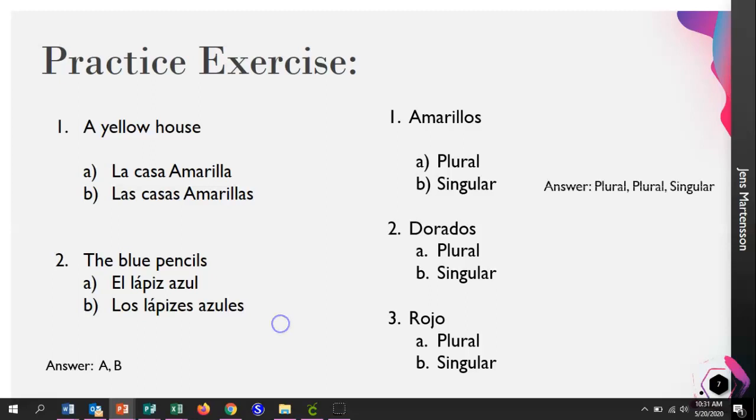All right, so for number 1, if you said plural, that is correct. Amarillo would be singular, so if we add the S, because this is a vowel, that makes it plural. Dorados, dorado by itself would be singular. We add an S because it's a vowel. And number 3 is rojo, and that is actually going to be singular. So, good job.